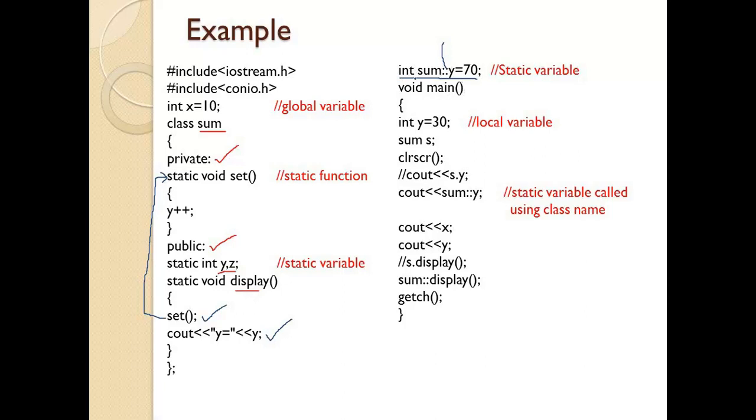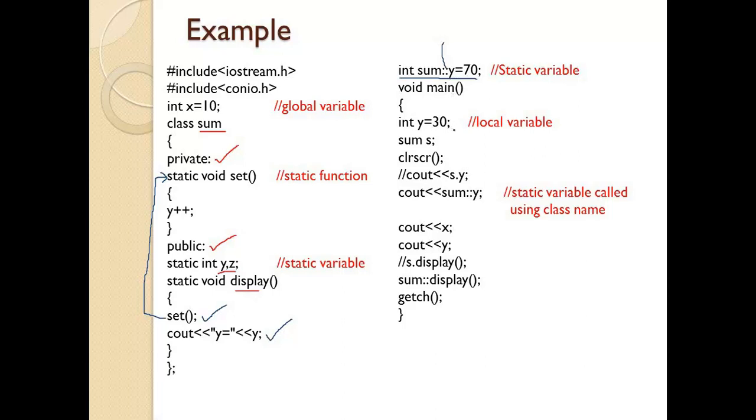So the return type of the particular variable, then the class name, scope resolution operator, the variable name, which is equal to 70. So I'm just defining the static variable outside the class declaration part. Obviously, when you make a particular variable static, you have to define that variable, which means you have to give the value for that variable outside the class declaration part. So this is a must.